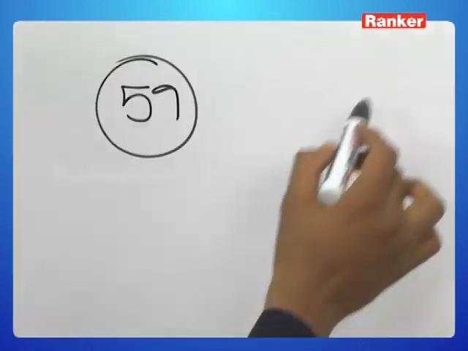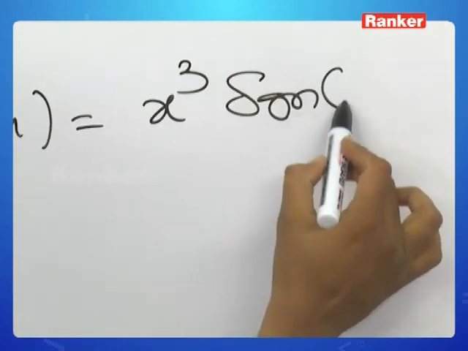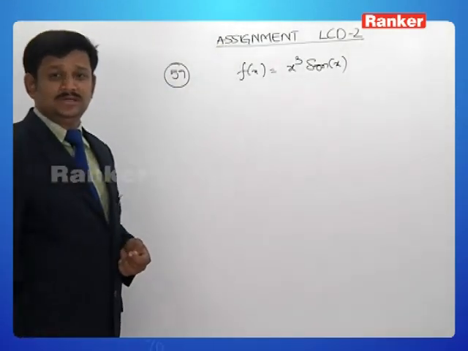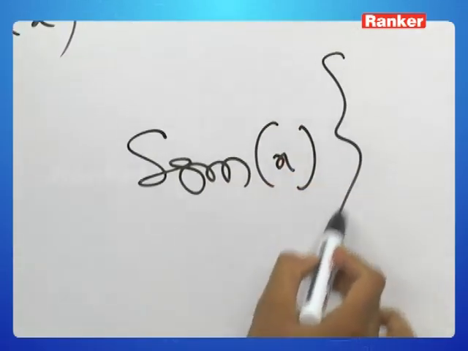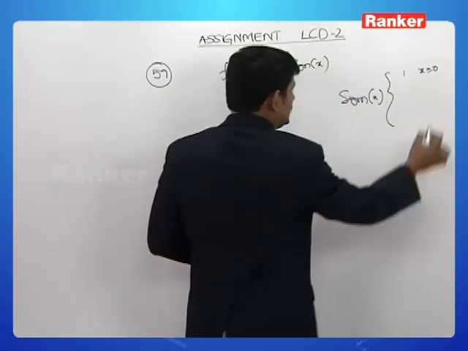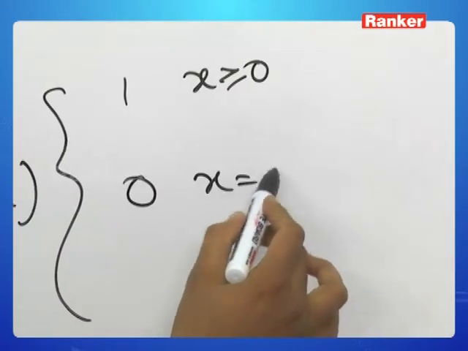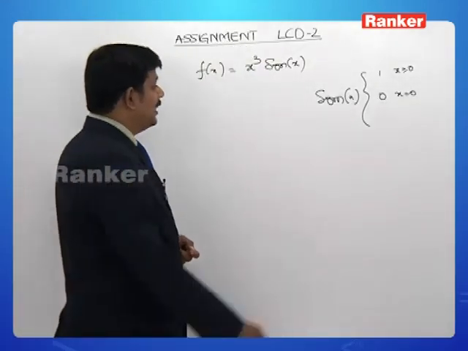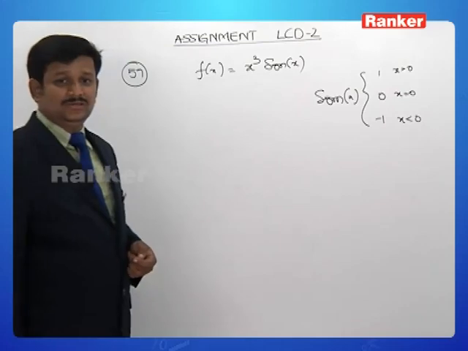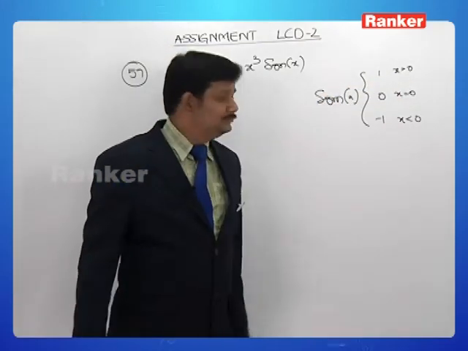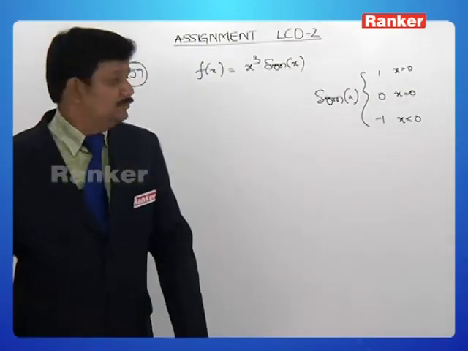So let us see, f of x is equal to x cube into signum of x. Let us recollect what is signum of x. Signum of x is 1 whenever x is positive, 0 whenever x is 0, and minus 1 whenever x is less than 0.